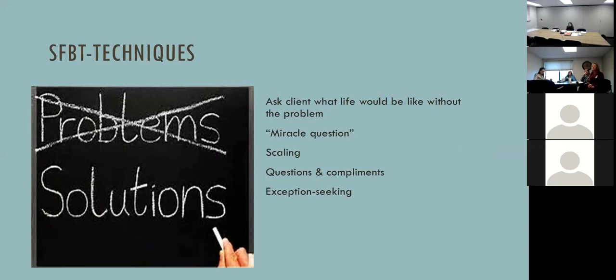Scaling questions and compliments. So finding their strengths and pointing those out to them.